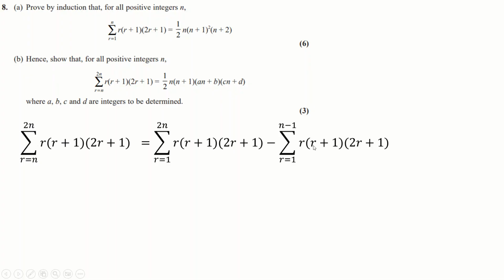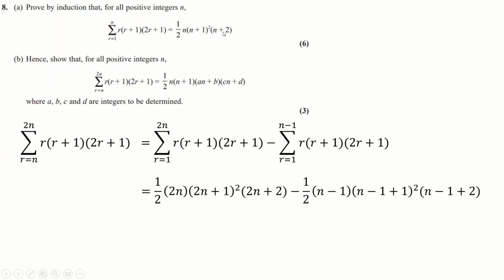So I think this works here. Of course, I can use the formula on this, just replace these with 2n's. I can use the formula on this, replace these with n minus 1's. Let's put those in. Simplify some of this stuff up. I think I'm going to cancel this 2 with this 2, but then factorize out a 2 from there to make n plus 1.